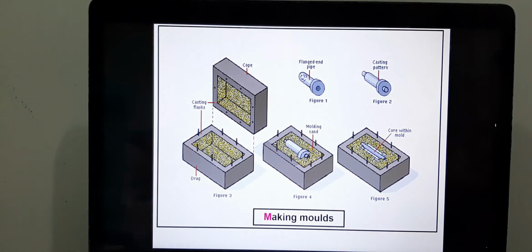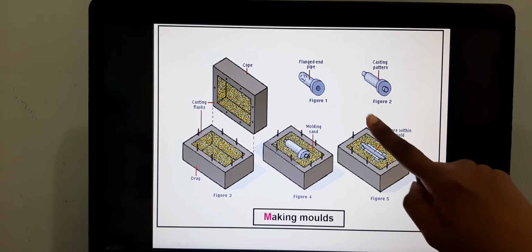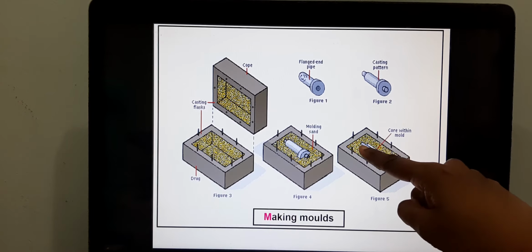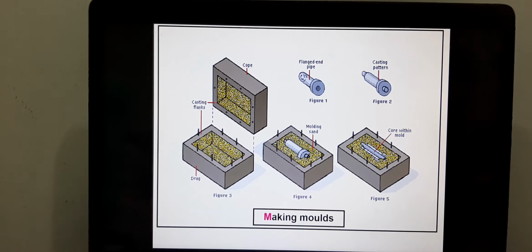If you look at here, this is your cope and drag, and this is your pattern here. When you remove the pattern, you'll be left with an empty cavity that has followed the shape of the pattern.